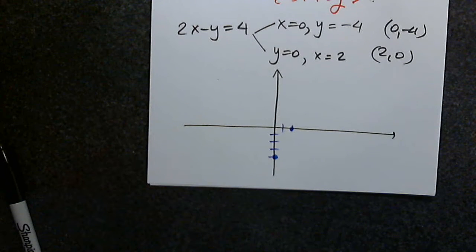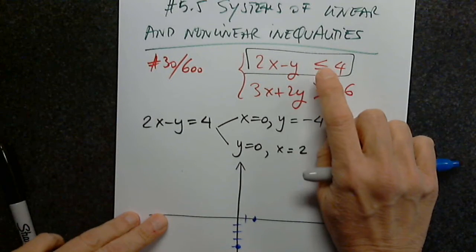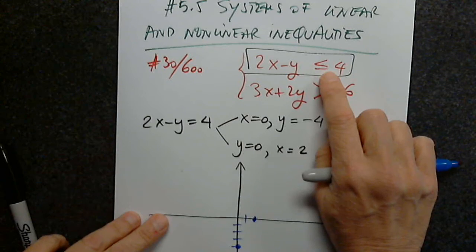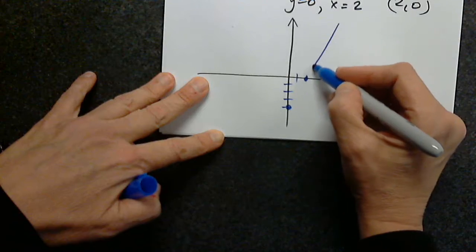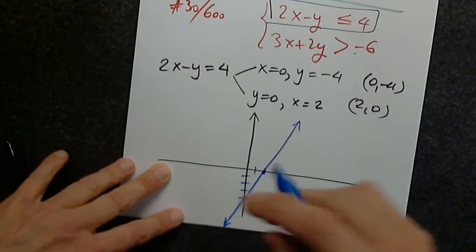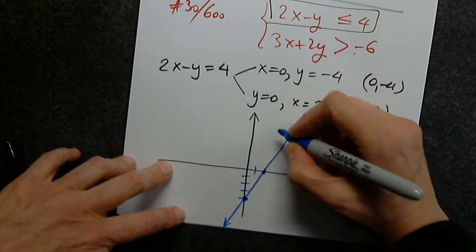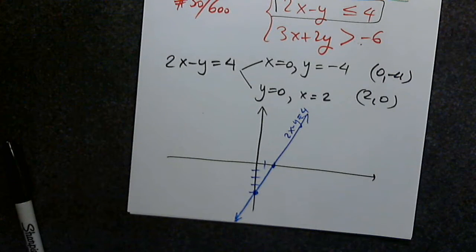And I am going to look at the inequality symbol. Let's take a look. Does the inequality symbol have the equal symbol? Yes. Because it does, I will graph a solid line through the two points, extending it. And somewhere close to it, I will write 2x minus y equals 4. I did not graph the inequality. I only graphed the equation. So that's why I wrote 2x minus y equals 4.